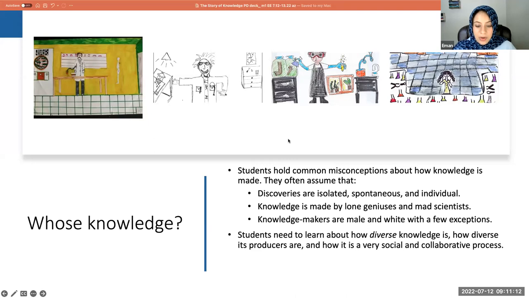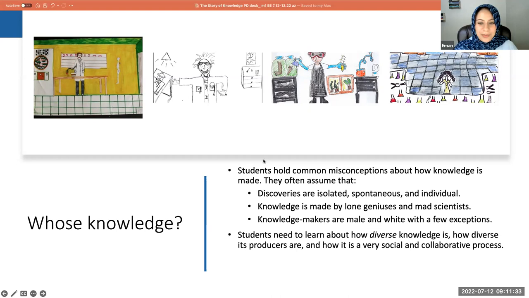So the goal is to really help students learn about the diversity of knowledge, but also the context of knowledge, in order to see themselves in it and to see their teachers in it and to feel like they participate in it. Social studies classrooms are a really excellent place to do this, but so are general humanities, science, and even math courses.